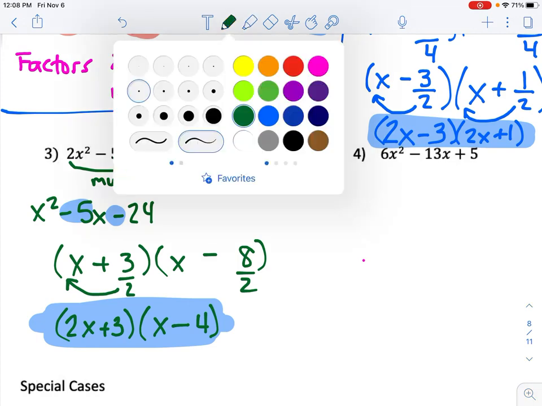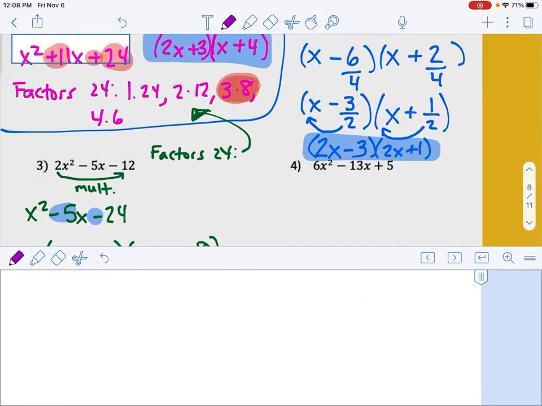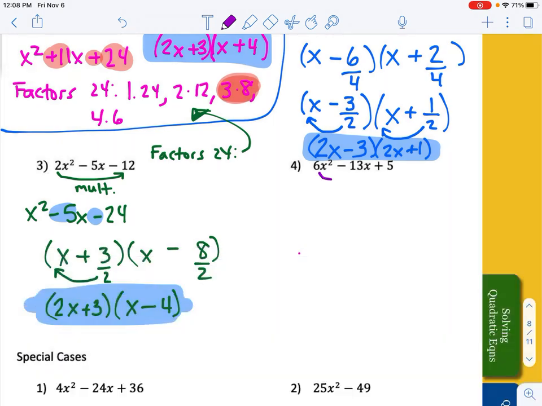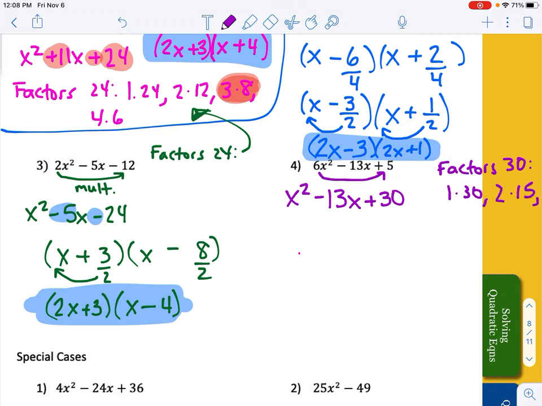And then lastly, for this sort of problem, when a does not equal positive or negative 1, go ahead and slip this back. So we get x squared minus 13x plus 30. Let's write out the factors of 30. So we have 1 and 30, 2 and 15, 3 and 10, 5 and 6.